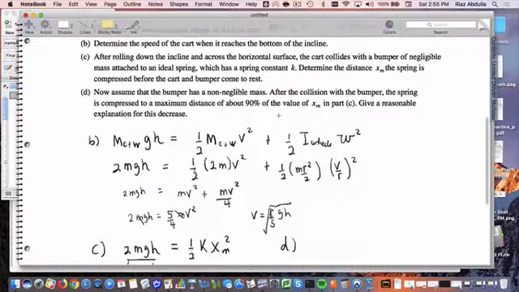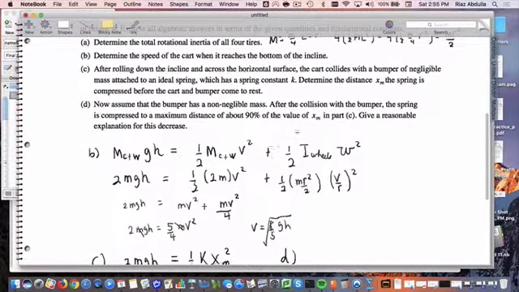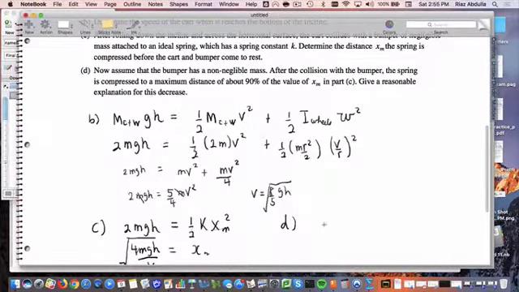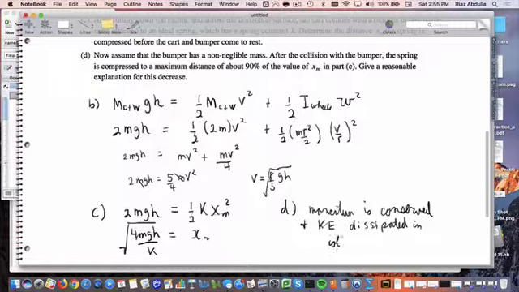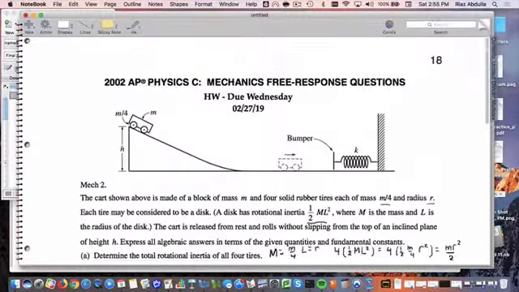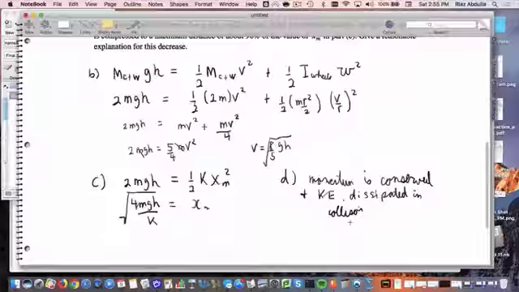Lastly, in part D, let's assume there's non-negligible mass. So the bumper is hit by the car and only compresses 90%. Well, momentum is conserved, and KE is dissipated in the collision. So that wraps up 2002 problem number 2.